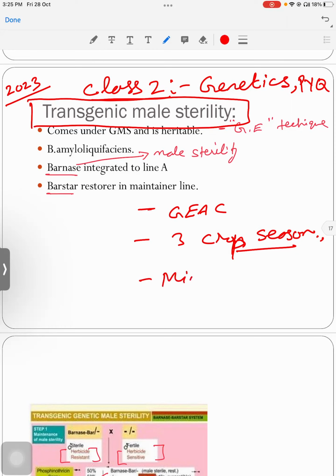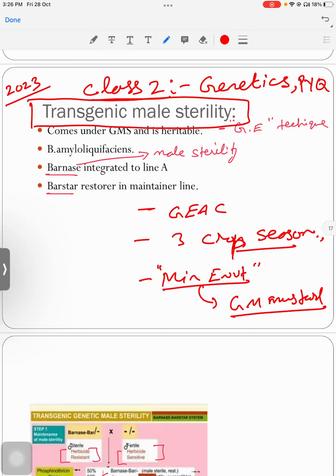Now, just one thing is remaining. If the Ministry of Environment gives clearance, then we will have GM mustard. It is a reality. Till now, we only have cotton.